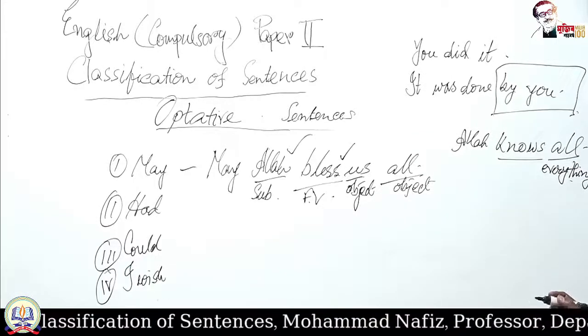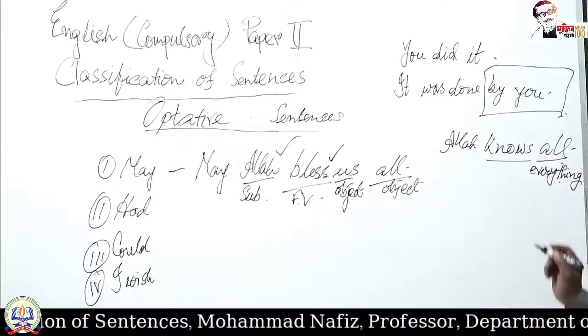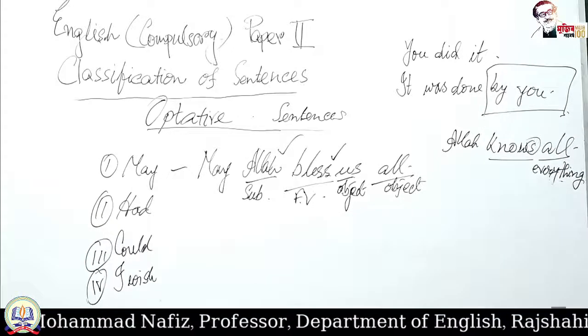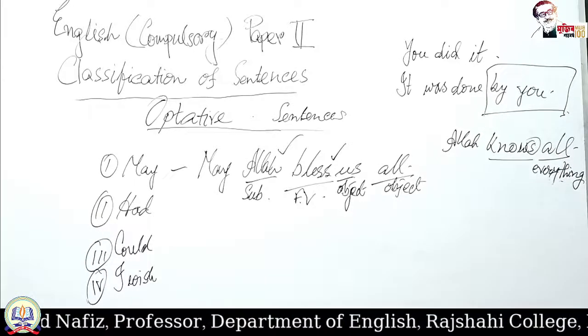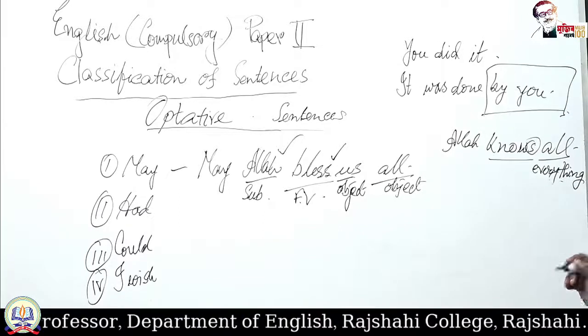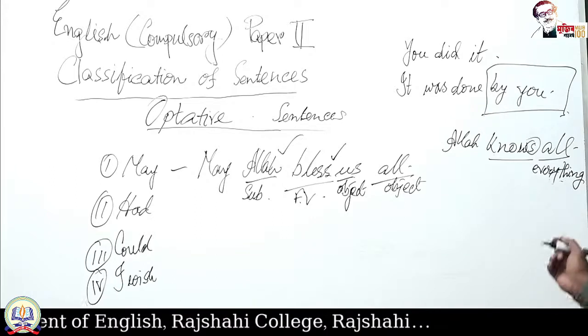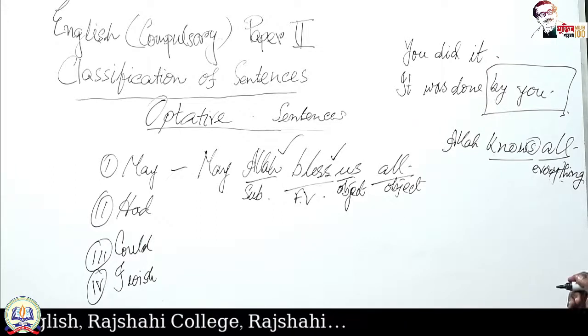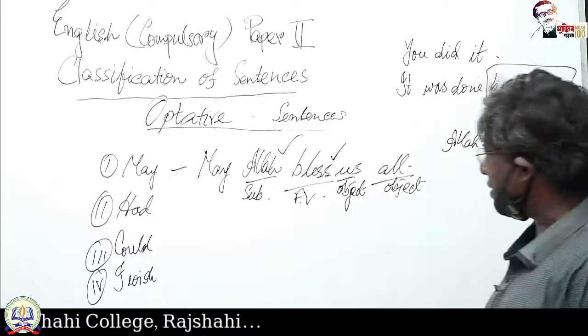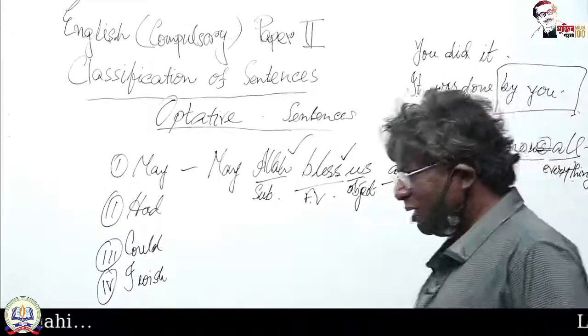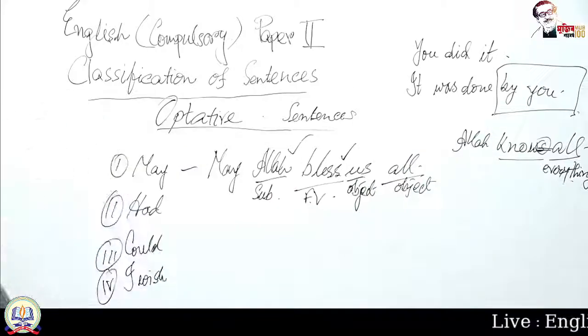The finite verb 'know' takes an additional s because it is used in the present indefinite tense with a third person singular number as its subject, and it is used in an assertive sentence. But in an optative sentence, we do not need to use the additional s with the finite verb.